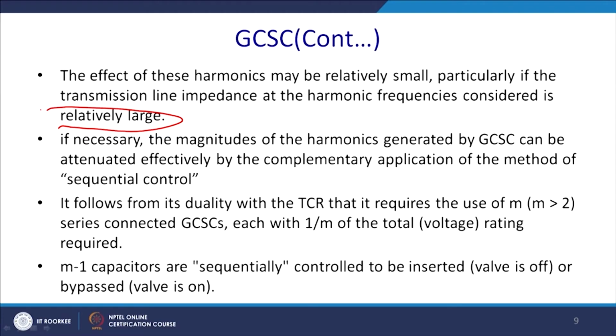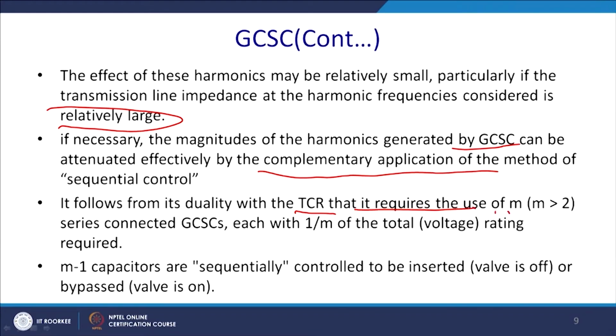If necessary, the magnitude of the harmonics generated by the GCSC can be attenuated effectively by the complementary application of sequential control. What is sequential control? We should have a common mode choke or that kind of thing that will basically cancel out the positive and negative fluxes, since recall that the 5th and 7th are the positive and negative sequence.